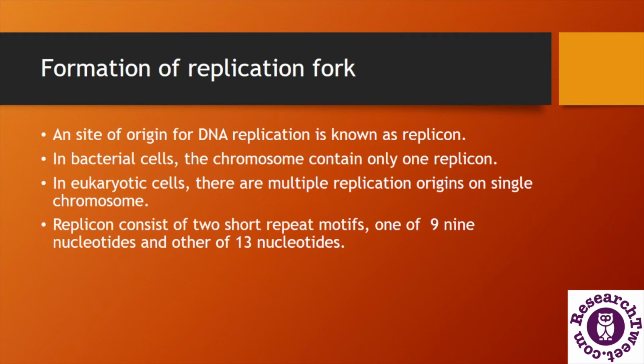The site from where replication starts is called the replicon, and in bacterial cells the chromosome contains only one replicon, or only one origin of replication. But in the case of eukaryotic cells, there are multiple origins and multiple replicons in a single chromosome. Now the question arises, how to identify the replicon? It consists of specific repetitive motifs, one of 9 nucleotides and another of 13 nucleotides.